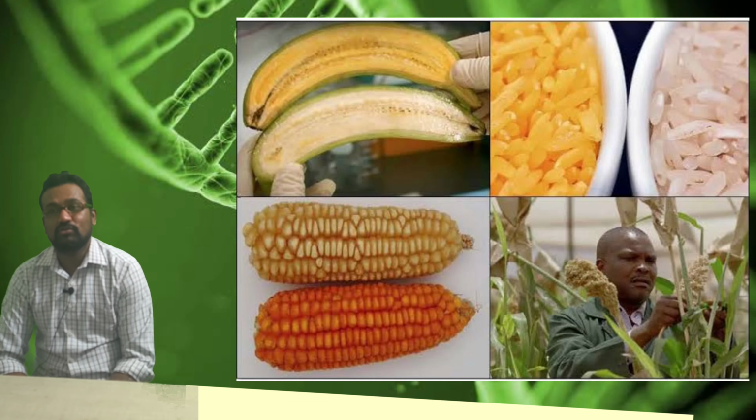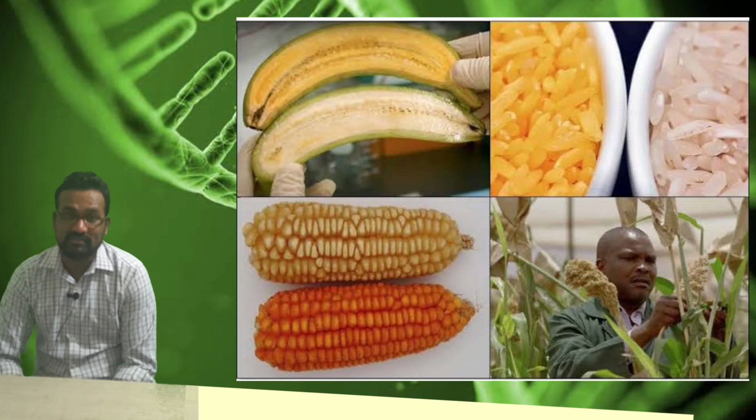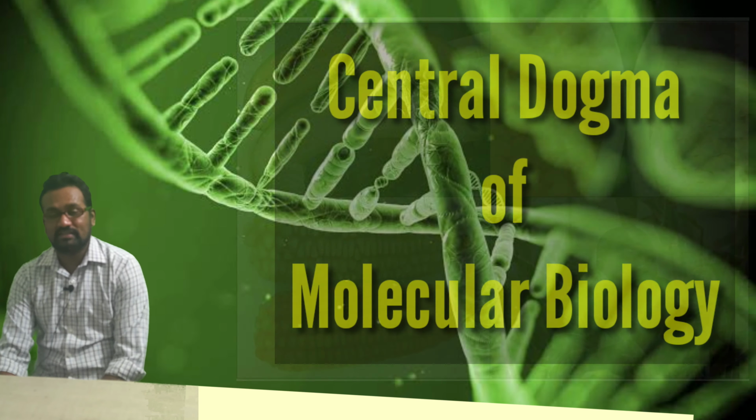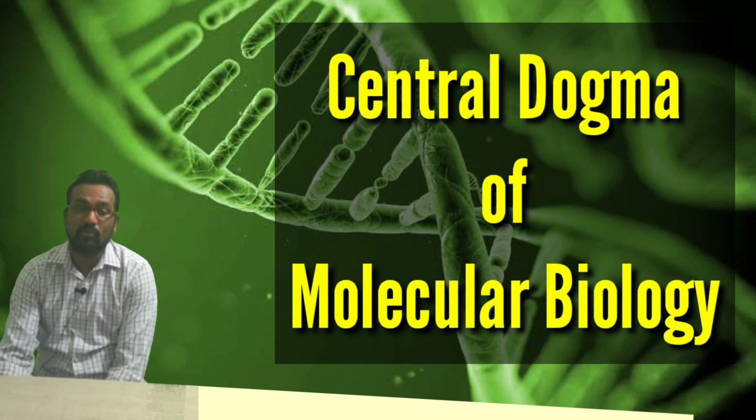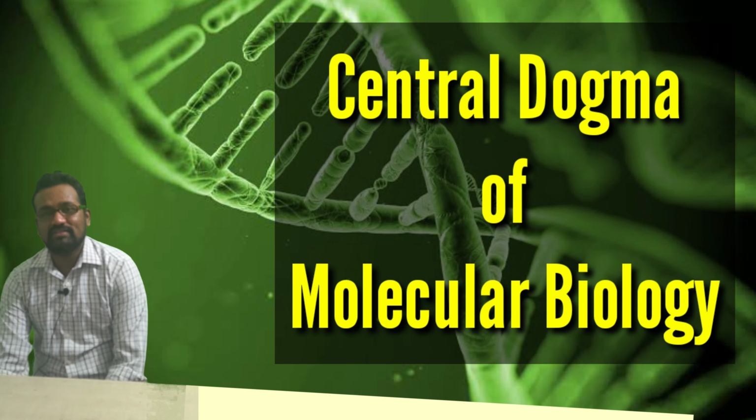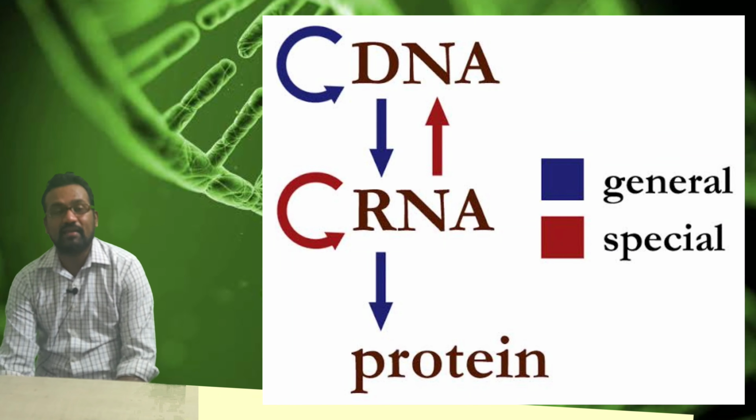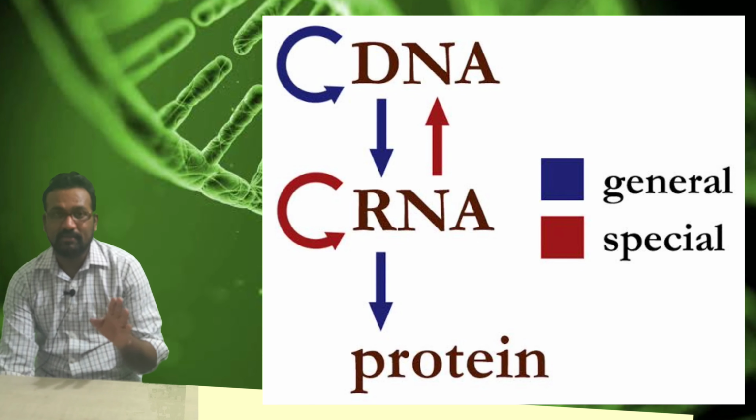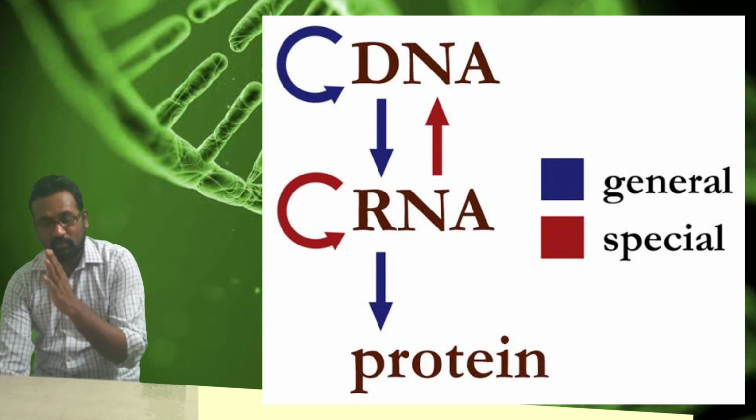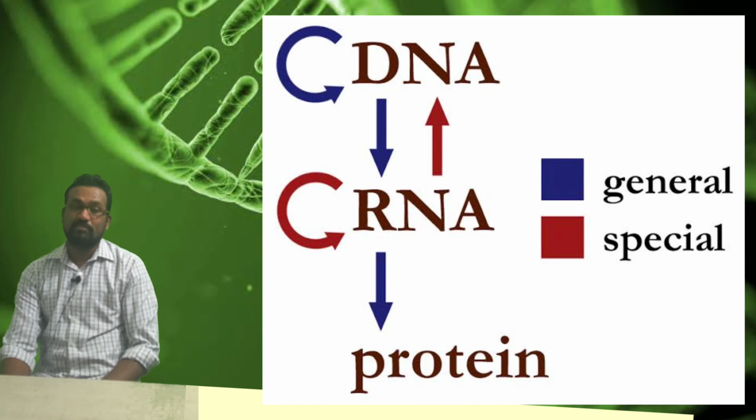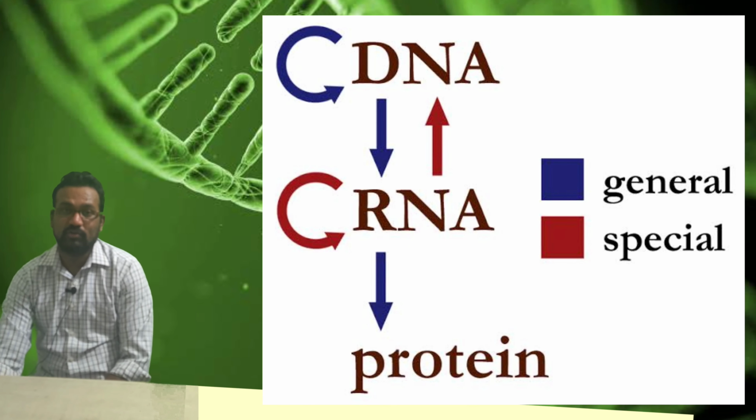For that, you should have the knowledge of molecular biology first. So the third and most important topic of this lecture is the central dogma of molecular biology. So what is this central dogma? In one word, we can say the information passes from the DNA to the RNA, from the RNA to the protein. Why these steps take place is the most important question.